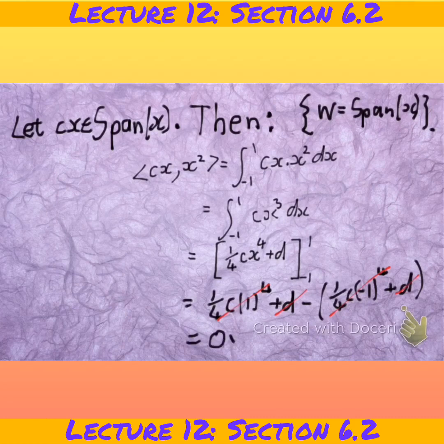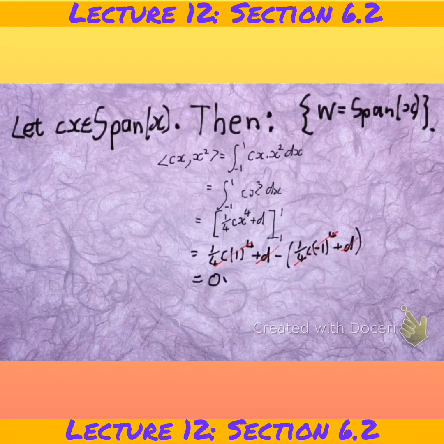Okay, so therefore that is going to imply that x squared is definitely in the orthogonal complement of W, because it's orthogonal to every vector in the span of x.